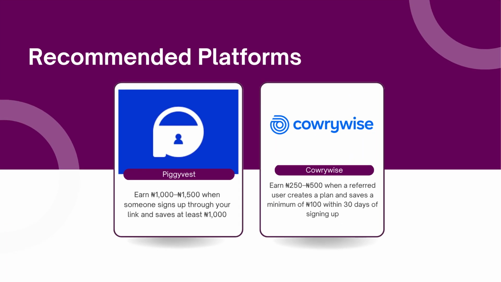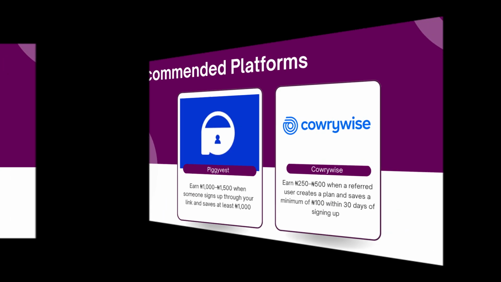Another niche we'll be looking at is the savings niche. And here we have PiggyVest, where you can earn between 1000 naira to 1500 naira when someone signs up through your link and saves at least 1000 naira. We also have Cowrywise, where you can earn between 250 naira and 500 naira when a referred user creates a plan and saves a minimum of 100 naira within 30 days of signing up.